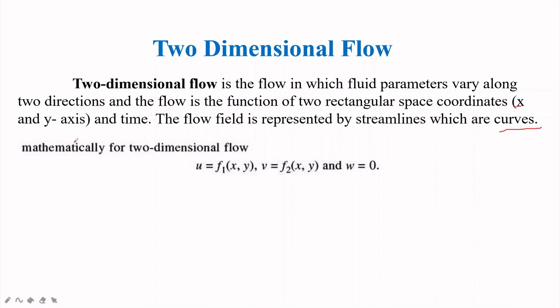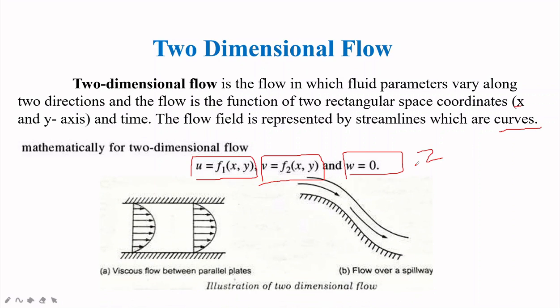So mathematically, how can we write it? u is a function f1 of x comma y. v is a function f2 of x comma y. Then what about z? w is 0. So u is a function f1 of x comma y, v is a function f2 of x comma y, and w in the direction of z is 0 because we are not taking any coordinate there. This type of flow is called two-dimensional flow.